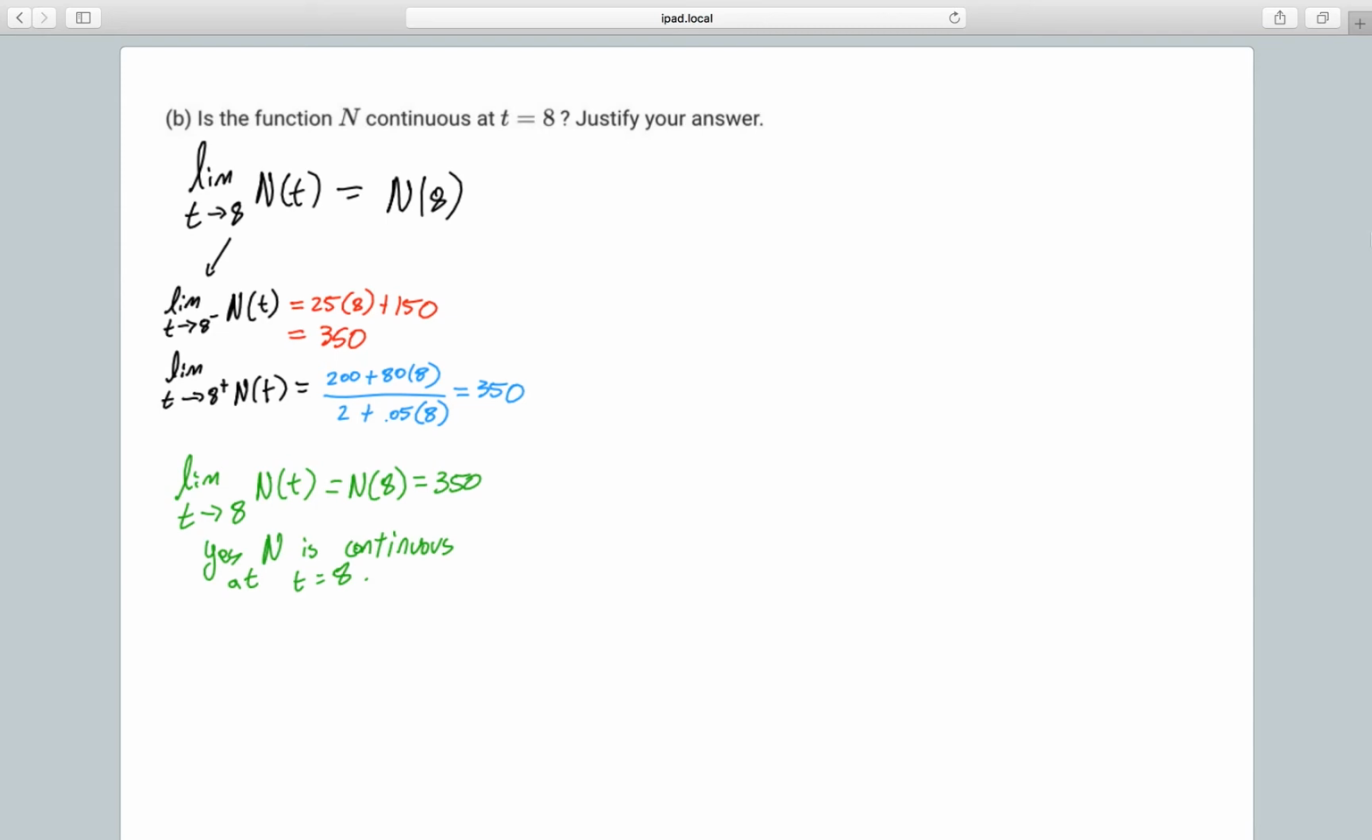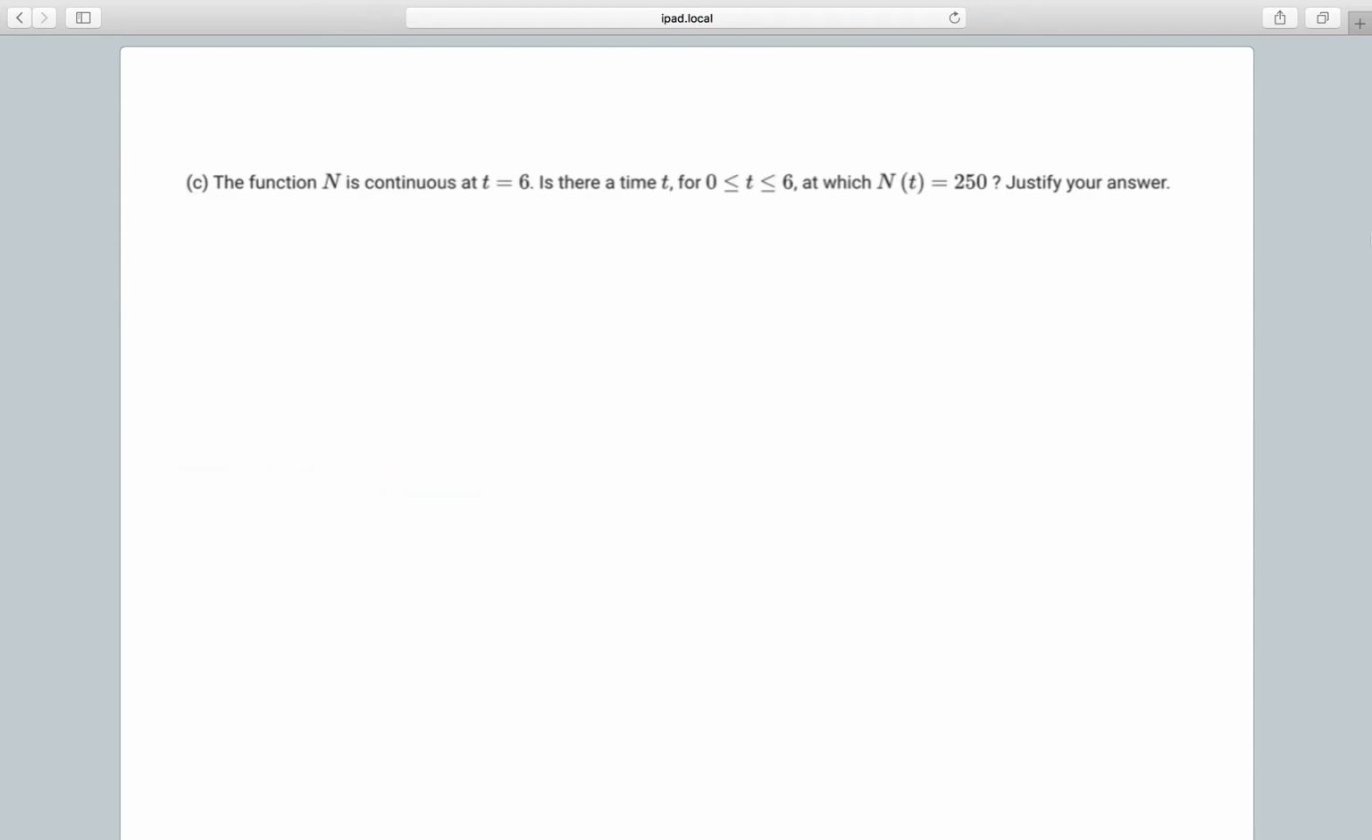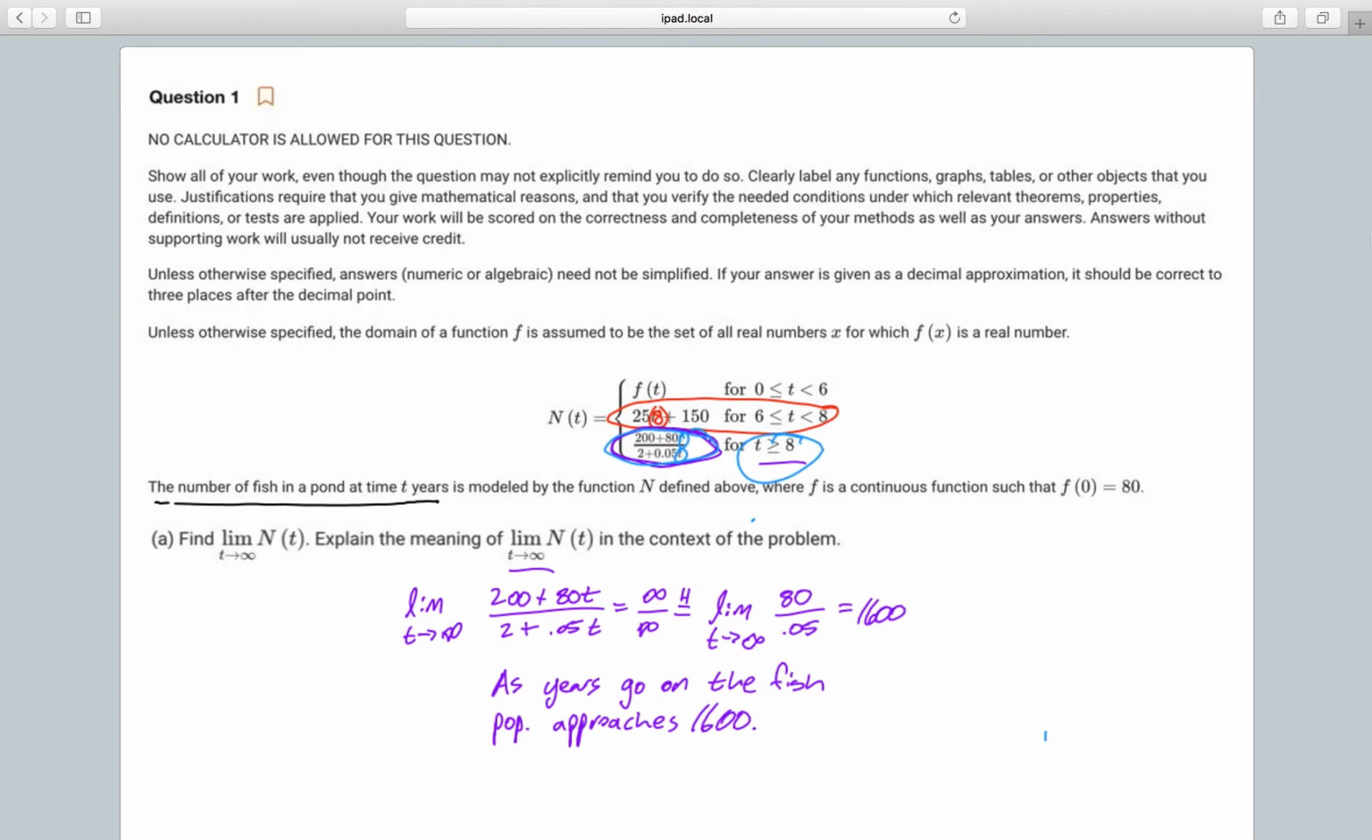Good. Last part, part C. It says the function n is continuous at t equals 6. Is there a time t between 0 and 6 where n of t has to equal 250? All right, so let's look back to here. They're telling us it's continuous at 6. So it's continuous on that piece, and we also know each separate piece of this is continuous by itself. Therefore, it's going to be continuous for all values between 0 and 6.